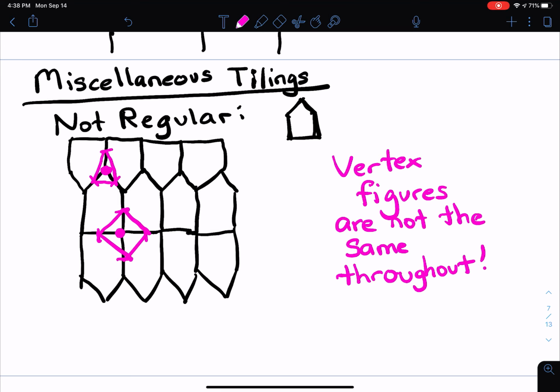So you might have some vertex figures that are the same triangle. You might have some vertex figures that are the same quadrilateral. But the fact that you have one that's a triangle and one that's a quadrilateral means they're not all the same. It's not the same throughout your tiling. So that tells you that it's not regular or semi-regular.